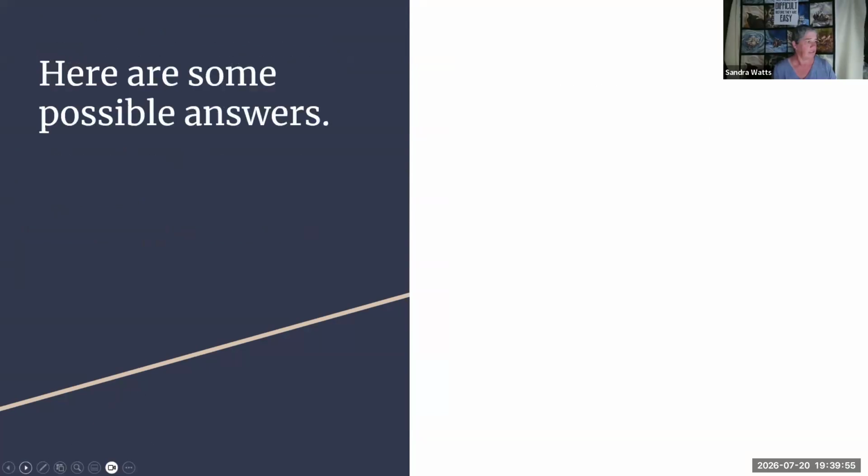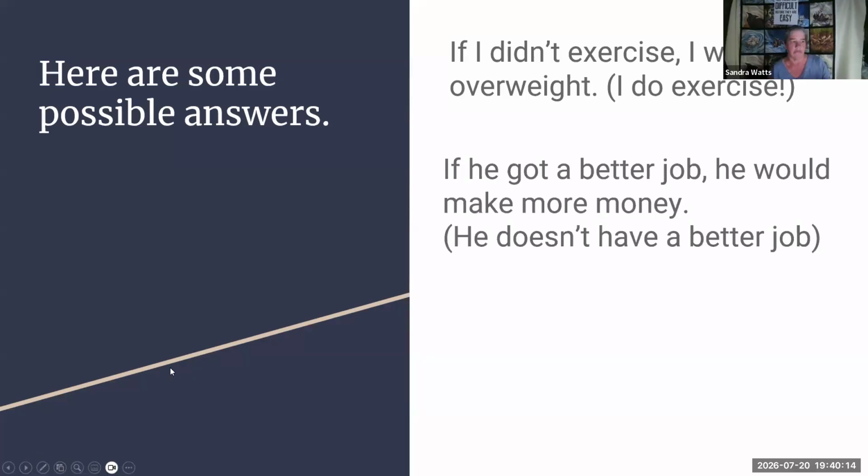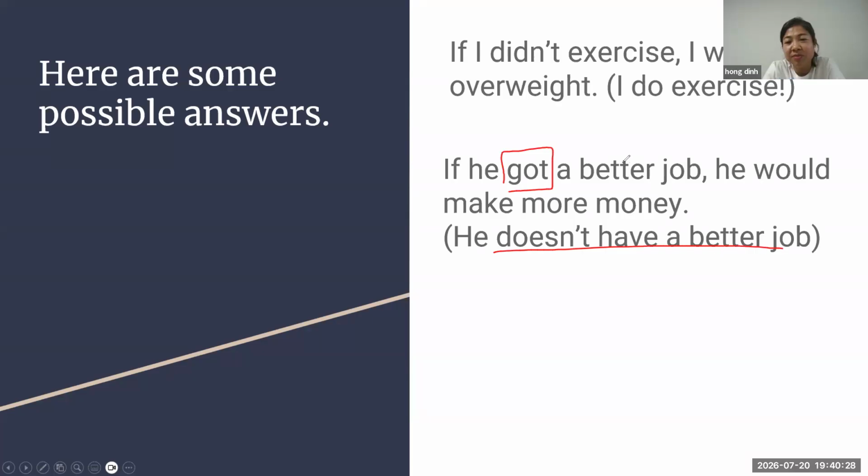All right. So here's the ones that I wrote. If I didn't exercise, I would be overweight. Remember, when you see that past, it's something that's not true. So when you see if I didn't exercise, it means yes, I do. Okay. If he got a better job, he would make more money. Again, when you see that if plus past, that means this is not true. So he doesn't have a better job. If you want the true or possible, then you have to use present.